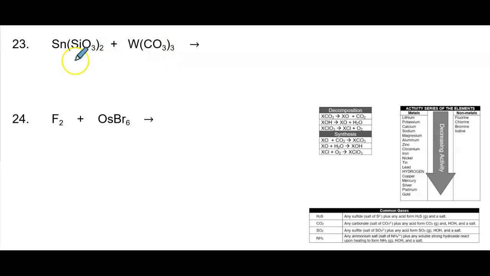Here we have two compounds, so we're trying to see if it's one of these synthesis. It is not. Do I see an S ending? No, I see a CO3 ending, but I do not see an acid, so it's not that. I don't have an SO3 ending and I don't have an NH4 start, so it's just a double replacement. That means we're going to anchor the backs and switch the fronts.